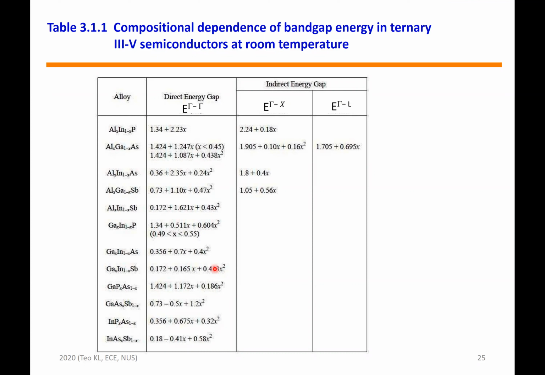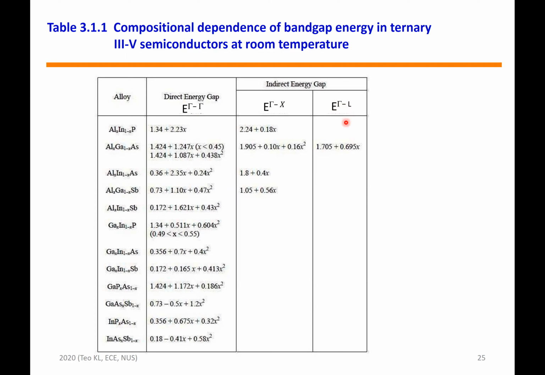So basically, this table shows a series of 3-5 semiconductor alloys and the direct energy gap, or the band gap. Again, the notation: the band gap is measured from the top of the valence band to the bottom of the conduction band, both at the gamma value. The indirect energy gap is also measured from the top of the valence band to the bottom of the conduction band at the X value, and the energy gap at the L value.